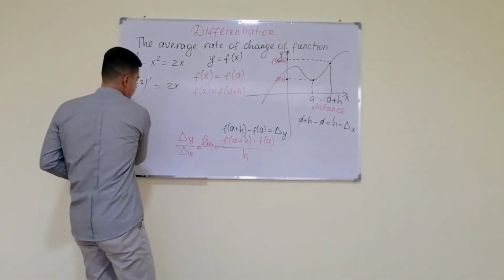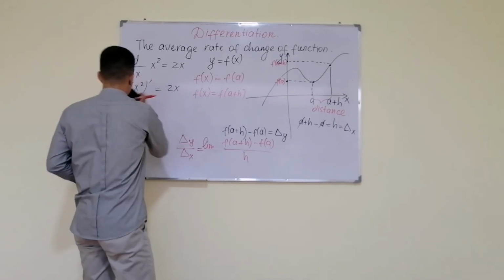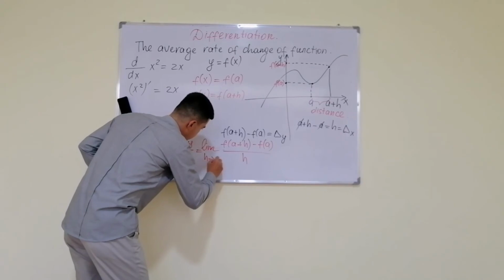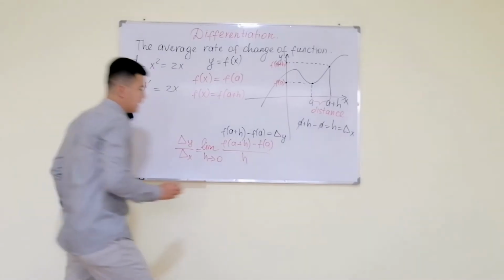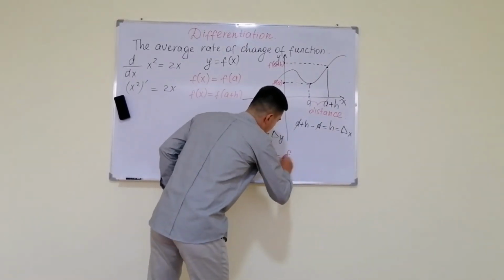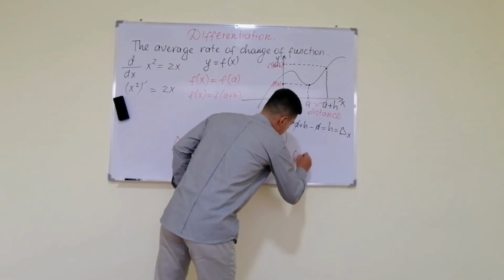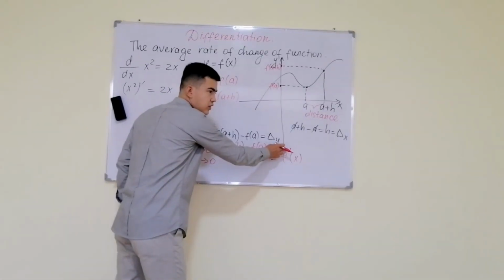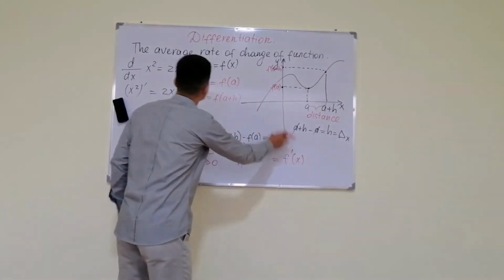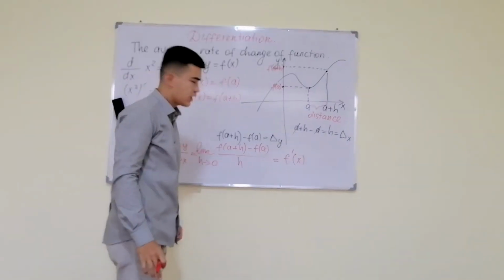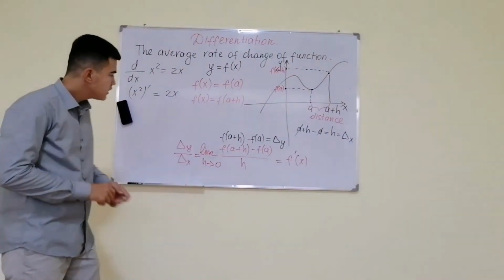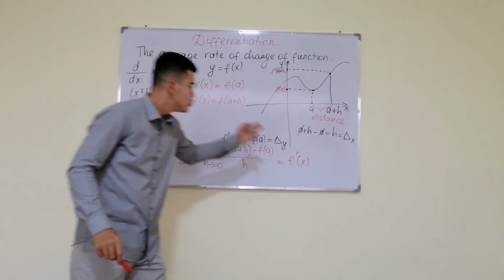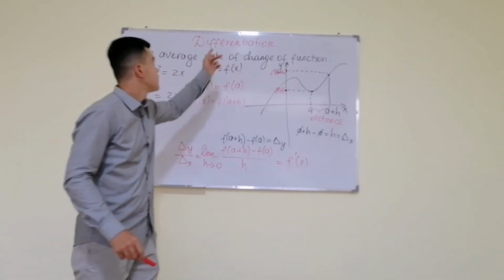Limit, when h tends to 0, equals f with respect to x with the sign. Do you remember what it means? Of course, it's the sign of differentiation. It means that if you use this formula for any kind of function, you will find the derivative of this function.